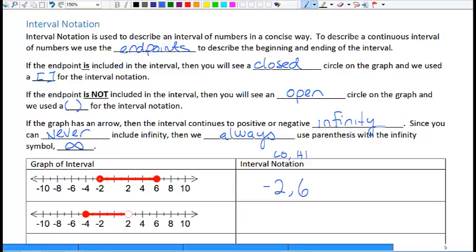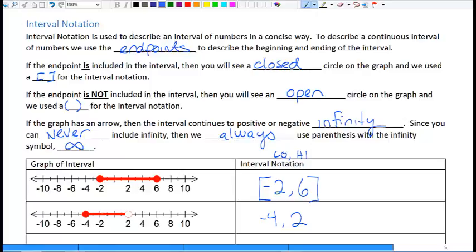Can I include this? Yes, because it's a closed circle. So closed gets a bracket. How about the 6? Does the 6 have a closed circle? It certainly does. On the next one, my endpoints are negative 4 and positive 2.